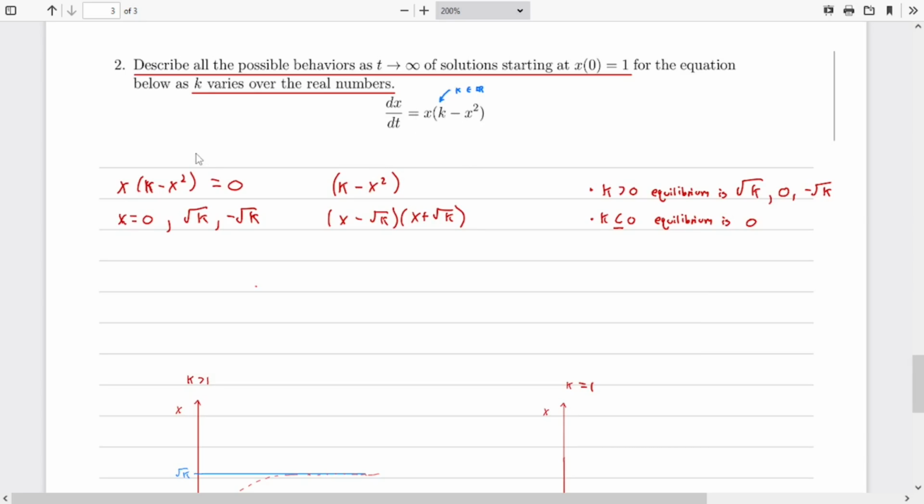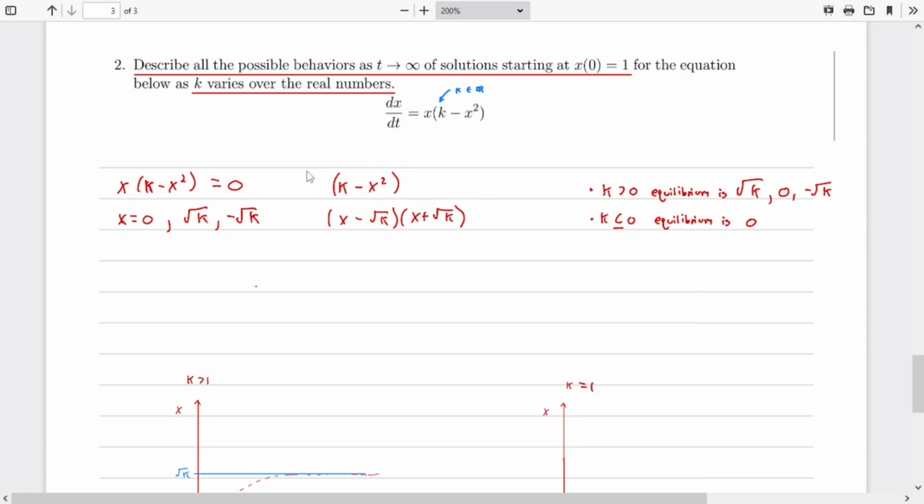So, similar to problem 1, we have to find the equilibrium points. All we need to do is set the function equal to 0 and solve for x. And so, this function is equal to 0 when x equals 0, square root of k, and negative square root of k. To find the square root of k and negative square root of k, all we need to do is factor k minus x squared to get (x minus square root of k) times (x plus square root of k).